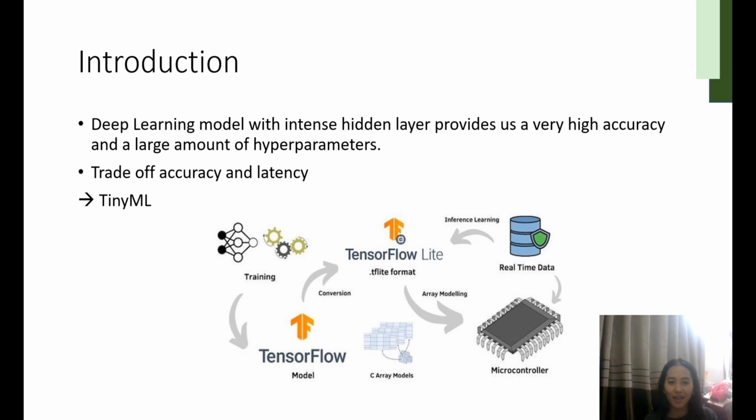As we all know, deep learning models with intense hidden layers provide us very high accuracy and a large number of hyperparameters. So it's understandable that you have to trade off between accuracy and latency. If you want high accuracy, you have to make intense hidden layers, which also increases the latency. So it's a trade-off, and TinyML was born as the solution for that problem.